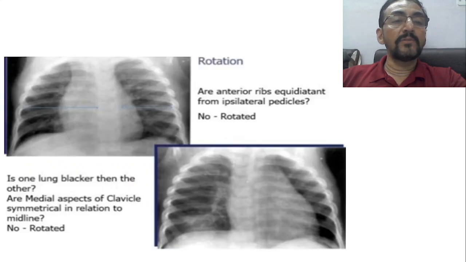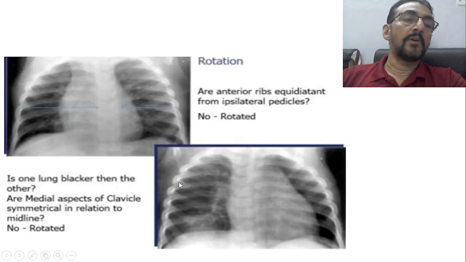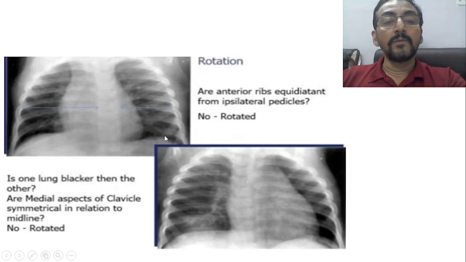Okay, we will go back to this particular picture. How many ribs are visible here? This is the diaphragm, this is one rib, this is the second, third, fourth. So this is one rib, anterior end, 1, 2, 3, only 4, 5. Okay, 4 or 5 ribs are visible.